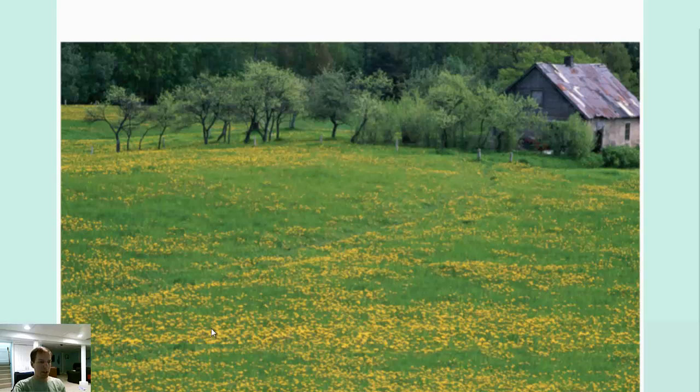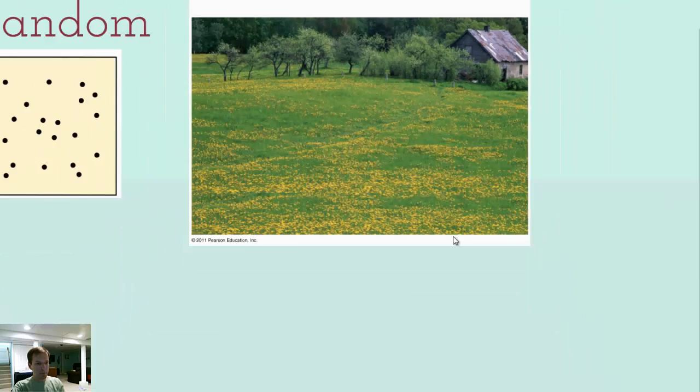And then random. You look at the dandelions here in this field, and you see that you can have a smattering of trees, a smattering of different grasses, all growing throughout the field, and it's fairly random, based on wherever it is that the seeds happen to grow.